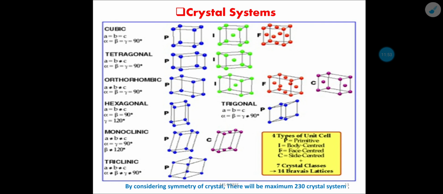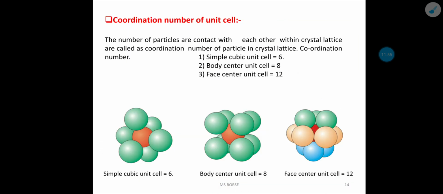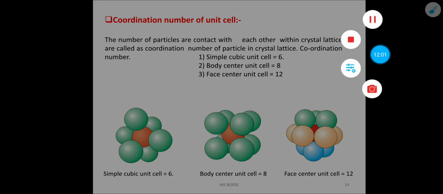So here we will stop the lecture. In the next lecture we will see the coordination number of the unit cell, the density of the unit cell, and the number of atoms present in the unit cell.